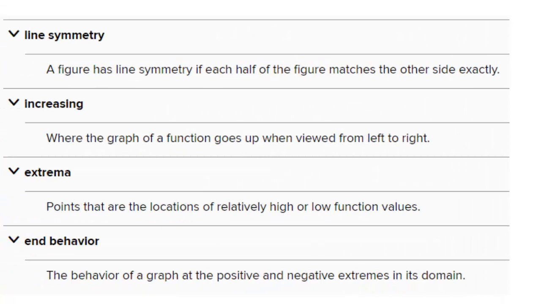Take a look right here. We've got some vocabulary. A figure has line symmetry if each half of the figure matches the other side exactly, and what we really mean is, if we draw a vertical line, can the graph fold over on itself? If it does, then it's got line symmetry. And we've got increasing. That's where the graph of a function goes up when viewed from left to right. Now, you see they don't have decreasing there. That's because that's where the graph goes down when viewed from left to right. We've got extrema, and those are the points that are the locations of relatively high or low function values. Then we've got end behavior. That's the behavior of a graph at the positive and negative extremes of its domain.